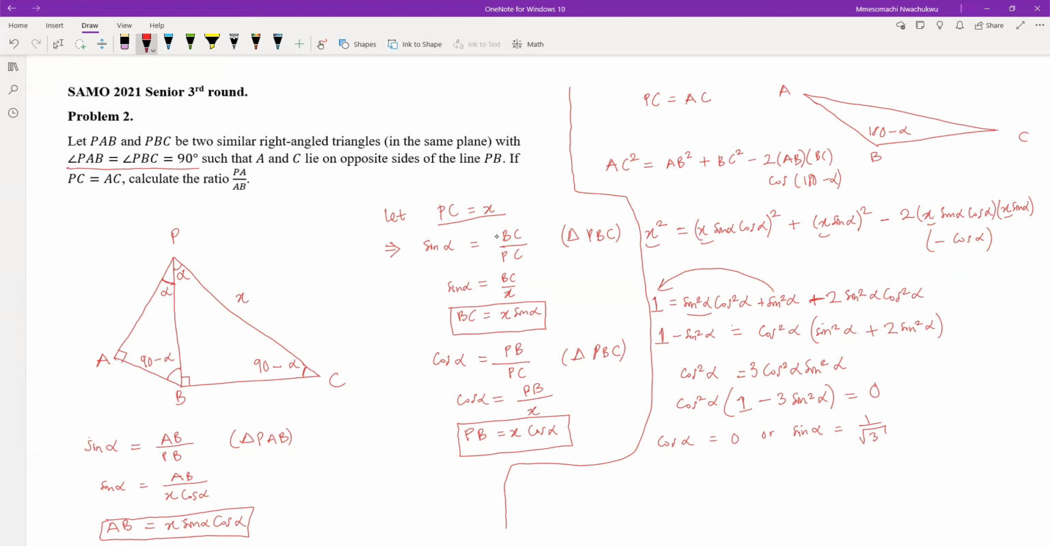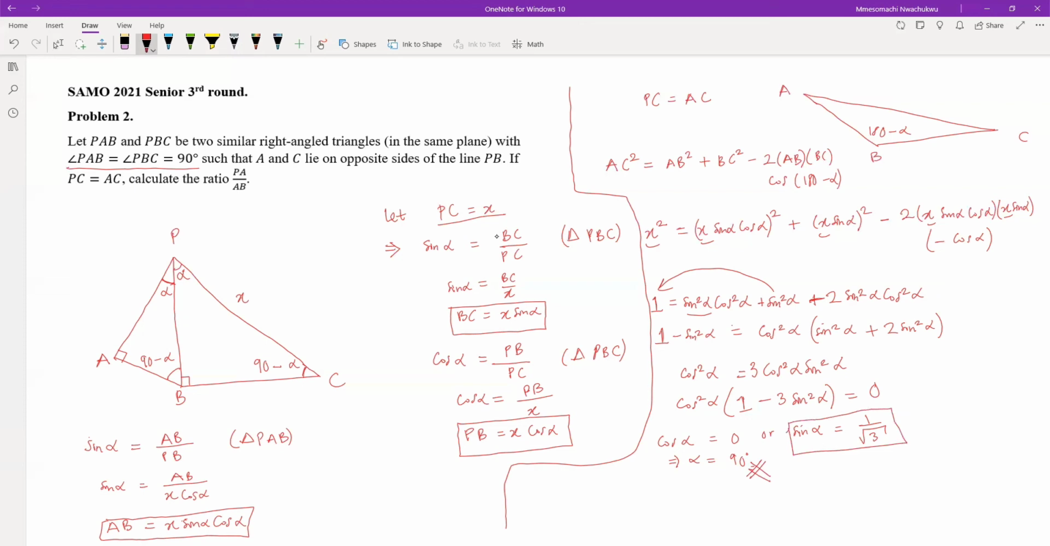So now if cosine alpha is equal to 0, the first case will imply that alpha is equal to 90 degrees. If alpha is 90 degrees, then we see that we have a degenerate triangle, because we will have two angles in a triangle being 90 degrees. So I have this angle here being 90 degrees, as well as this angle being 90 degrees. Okay, so I have a degenerate triangle. So it means we don't consider this case. So we consider the case sine alpha equals to 1 over root 3.